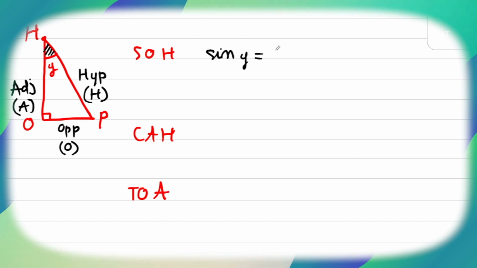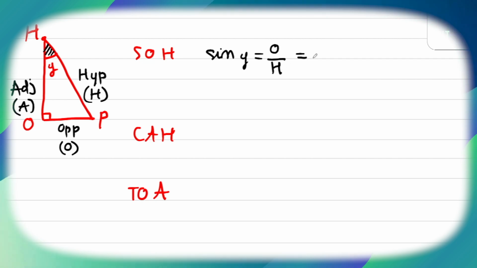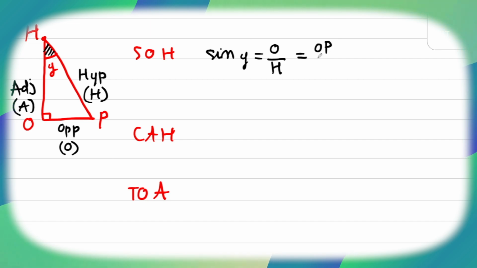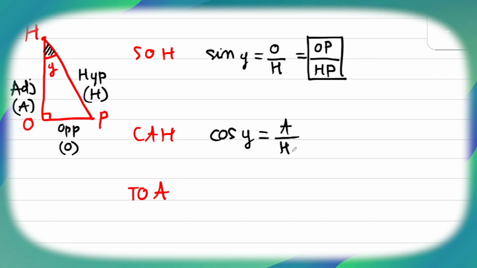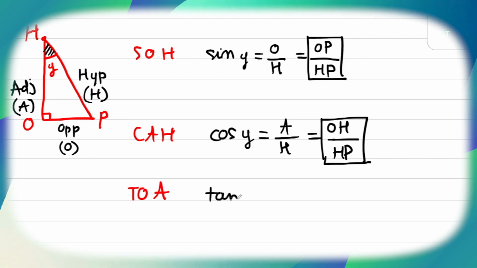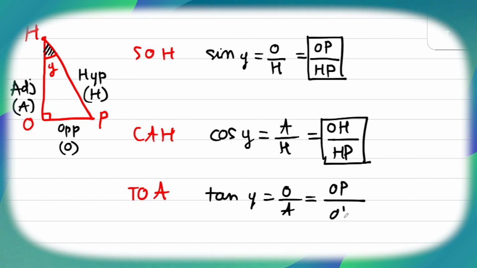Sine of Y will be opposite divided by hypotenuse. Opposite is OP and hypotenuse is HP. So here is my final answer for sine. For cos, it is A divided by H: adjacent is OH and hypotenuse is HP. And tan of Y will be O divided by A. Opposite will be OP and adjacent will be OH. So that's what you have for this one.